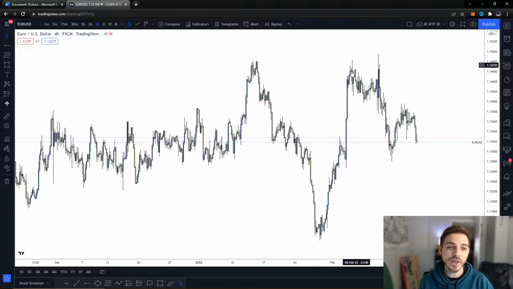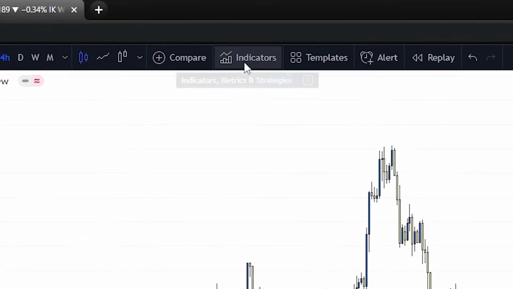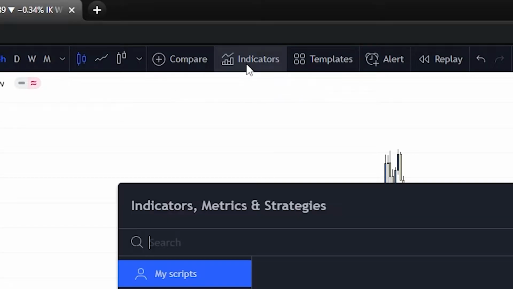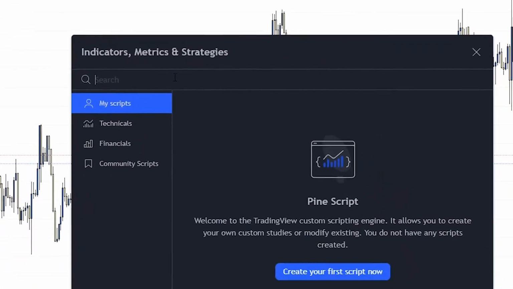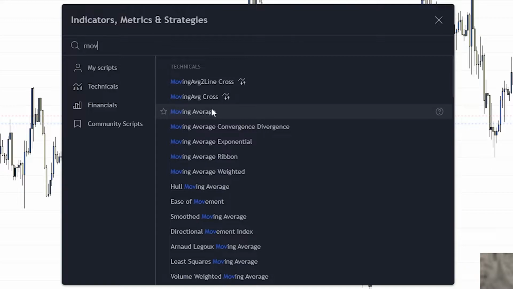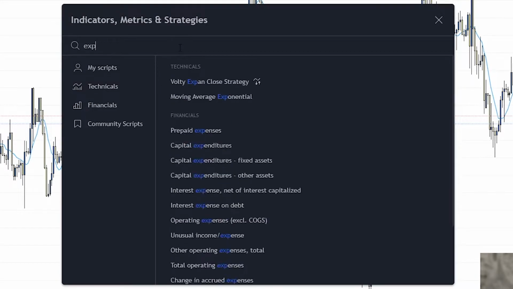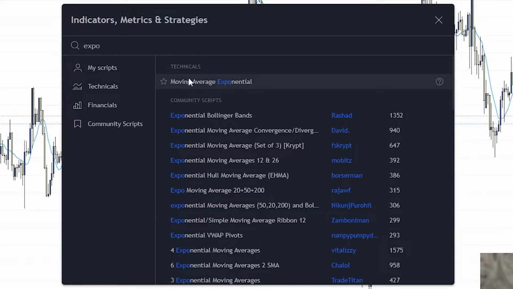So the first thing that we need for this strategy is a standard moving average. If we come up here on TradingView where it says indicators, go ahead and click that and we'll just type in moving average. So right here, this moving average is what we need. We'll go ahead and add that. And then the next thing that we will need is an exponential moving average. So moving average exponential, go ahead and add that to your chart.